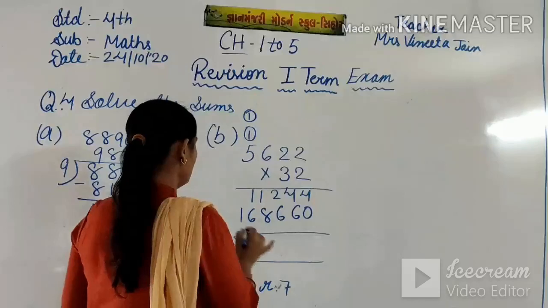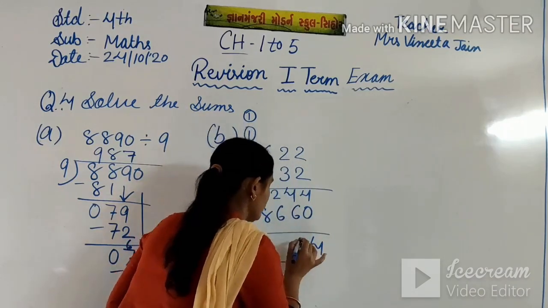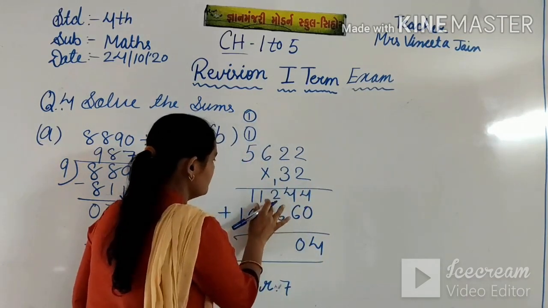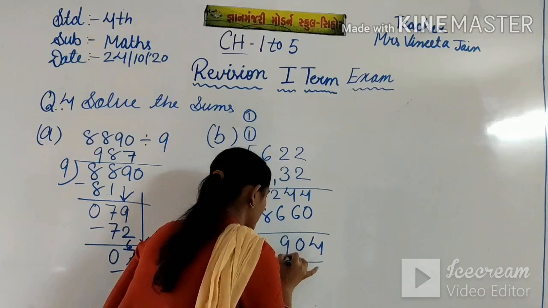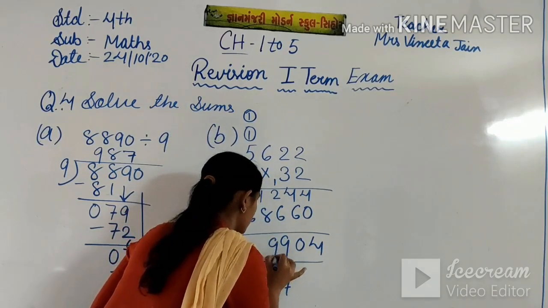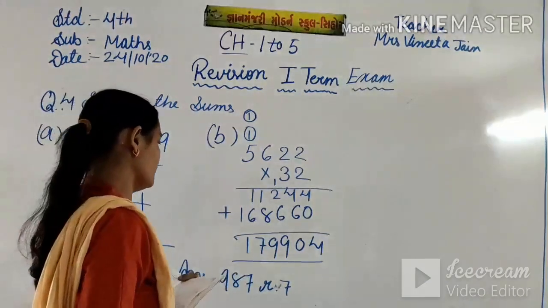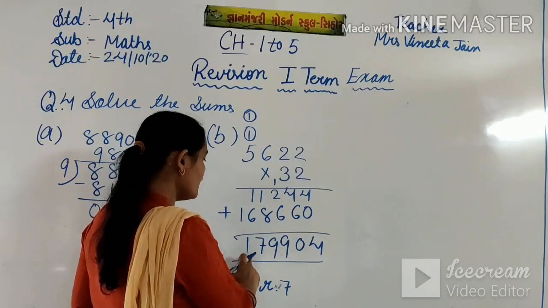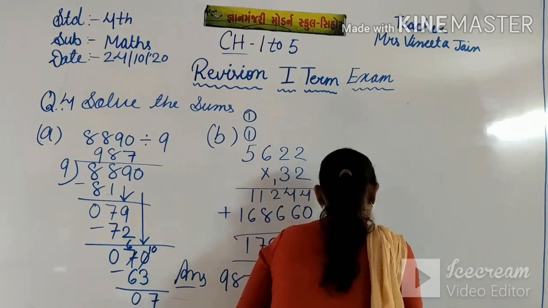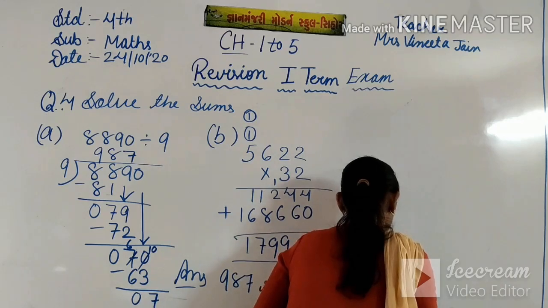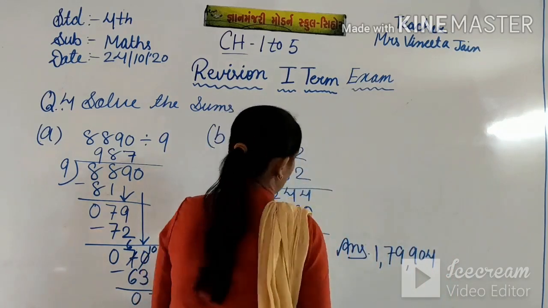Okay, now we will do addition. Then 4 plus 0, 4. Then 4 plus 6, 10, 0, carry 1. Then 2 plus 1, 3. 3 plus 6, 9. 6 plus 2, 8. 1 plus 8, 9. 1 plus 6, 7, and 1. Okay, so we will get the answer 1,79,904. Okay, student, note down.